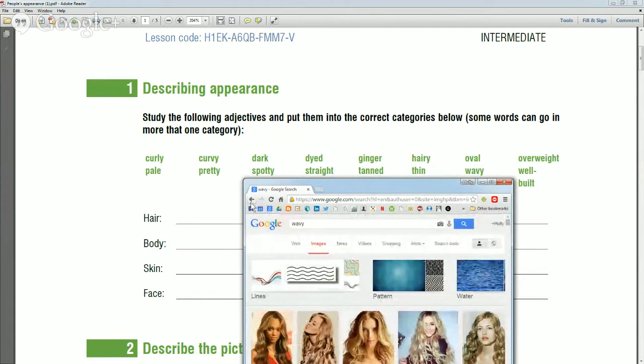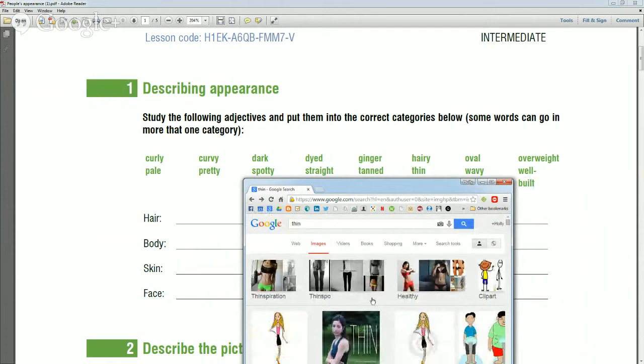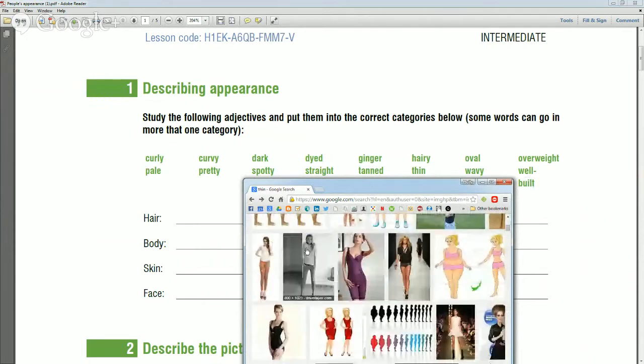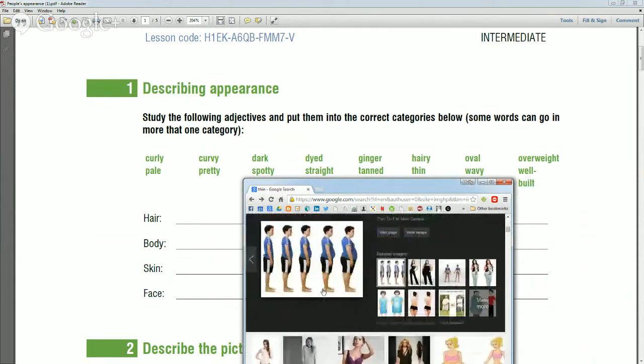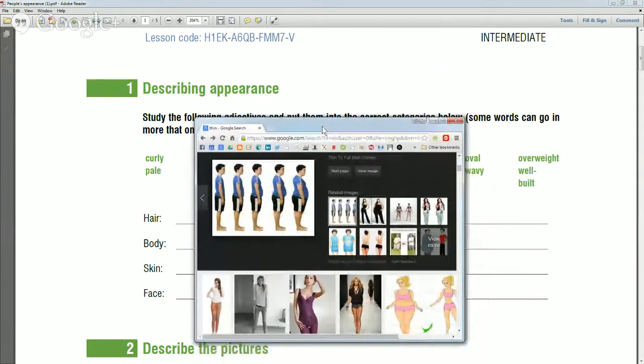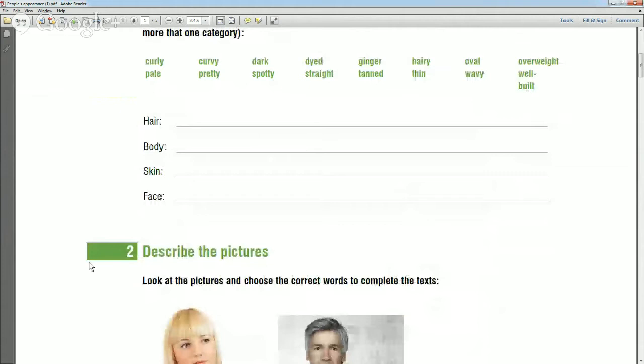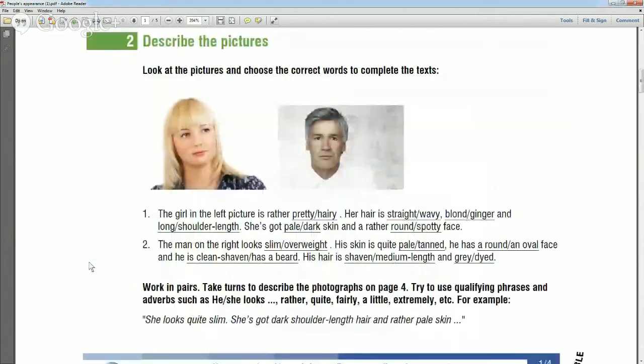Now, well-built, this word right here. If you look at this picture, you have thin or skinny, average, well-built, and overweight or fat. So these are some words to use to describe these different things. So now what we're going to do is describe the picture. Let's choose the correct words to complete the text.